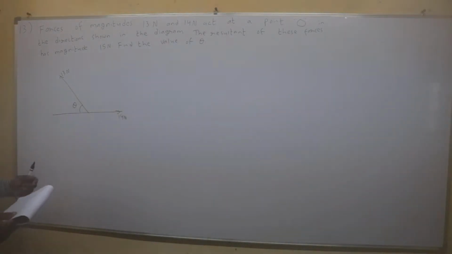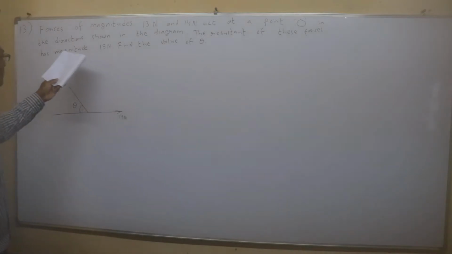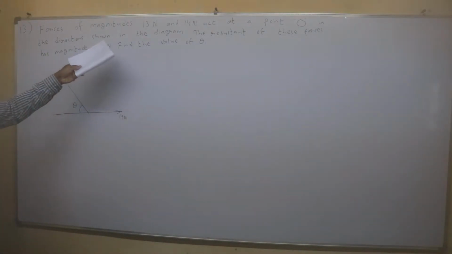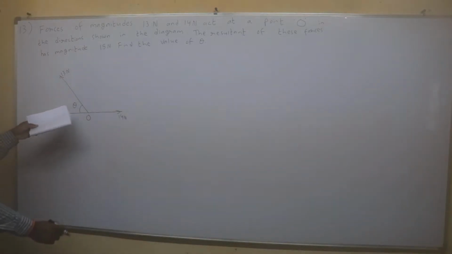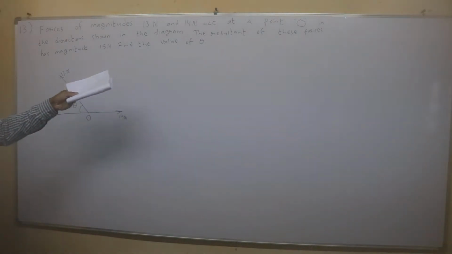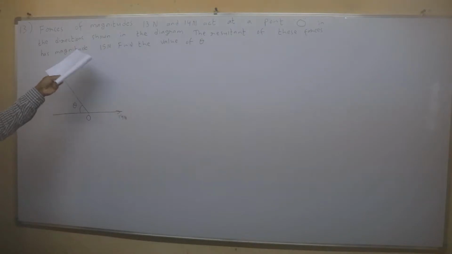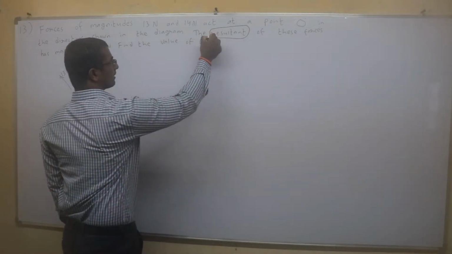Next is sum. Forces of magnitude 13 Newton and 14 Newtons act at the point O in the directions shown in the diagram. So here is O, 13 Newton is acting at an angle theta, 14 Newton is acting here. The resultant of these forces has magnitude 15. What you need to underline is resultant.